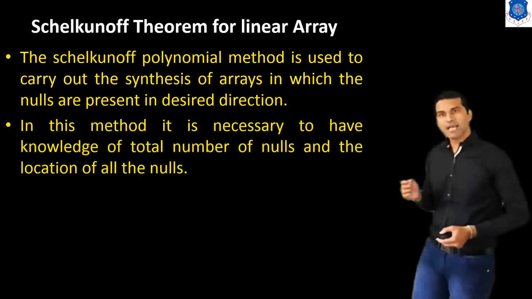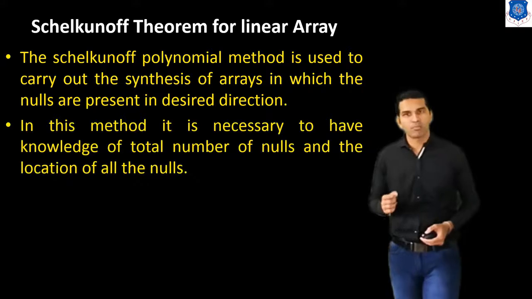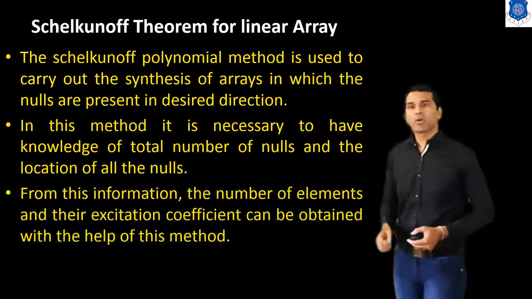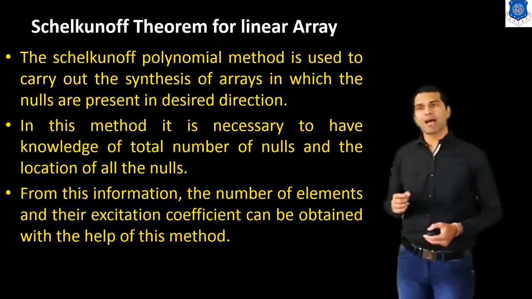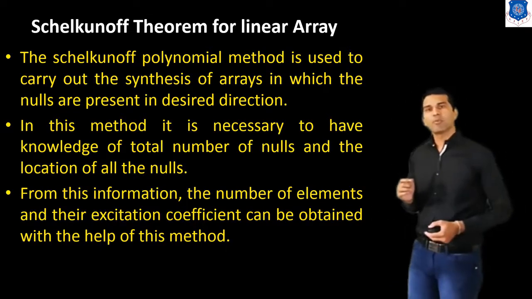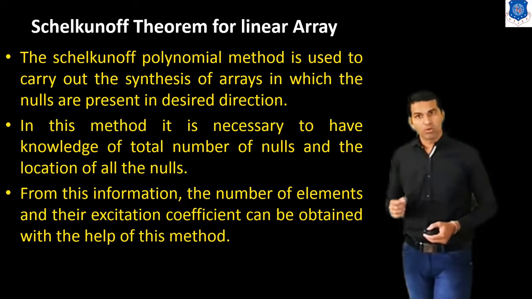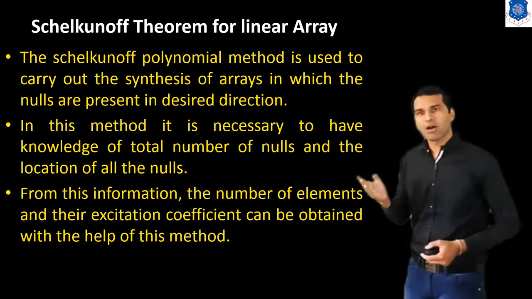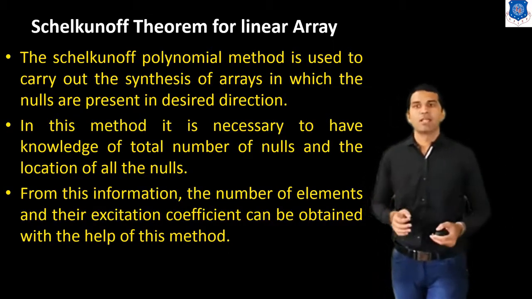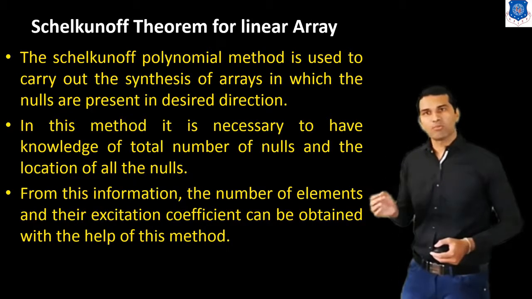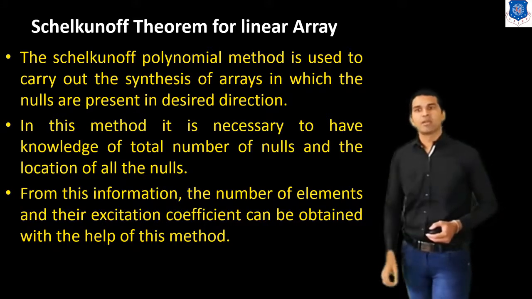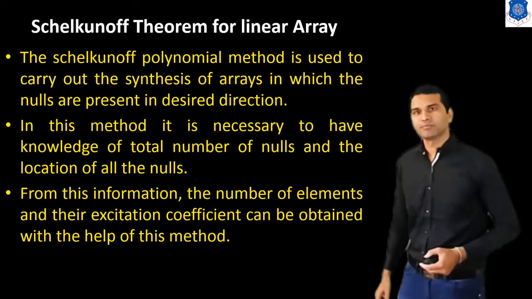In this method, it is necessary to have knowledge of the total number of nulls and the location of all the nulls. From this information, the number of elements and their excitation coefficients can be obtained with the help of this method. So we must know the total number of nulls in the array and the location of the nulls, and from this information the excitation coefficients are calculated.